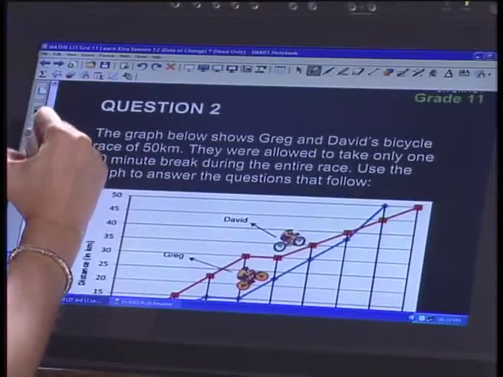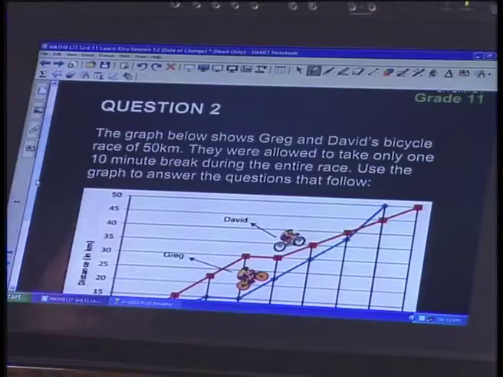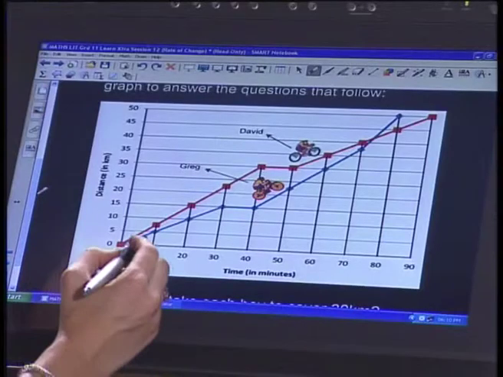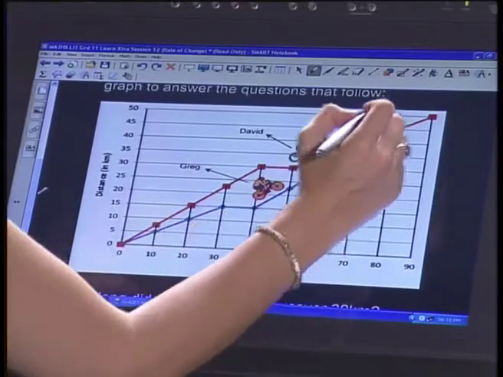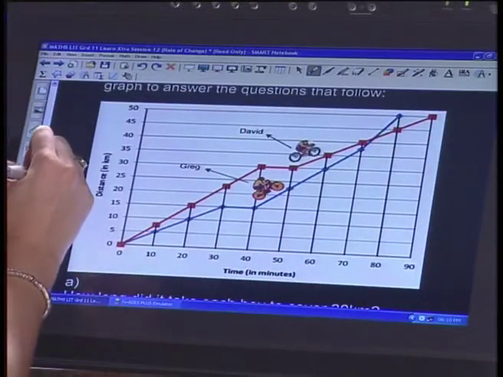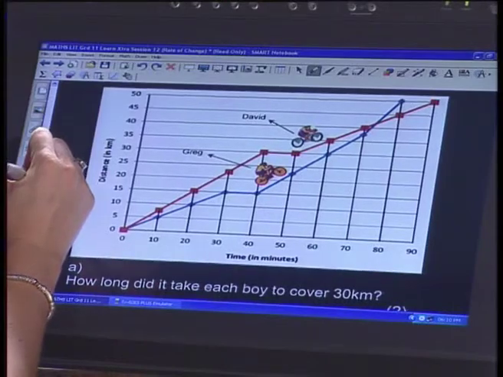Well, question 2 has got a graph, and it says, the graph below shows Greg and David's bicycle race of 50 kilometers. They were allowed to take only one 10-minute break during the entire race. Use the graph to answer the questions that follow. Well, here we have our graph, and as you can see, Greg is the blue line and David is the red line. And I'm sure you've figured out by now who's won, but let's have a look at the questions.